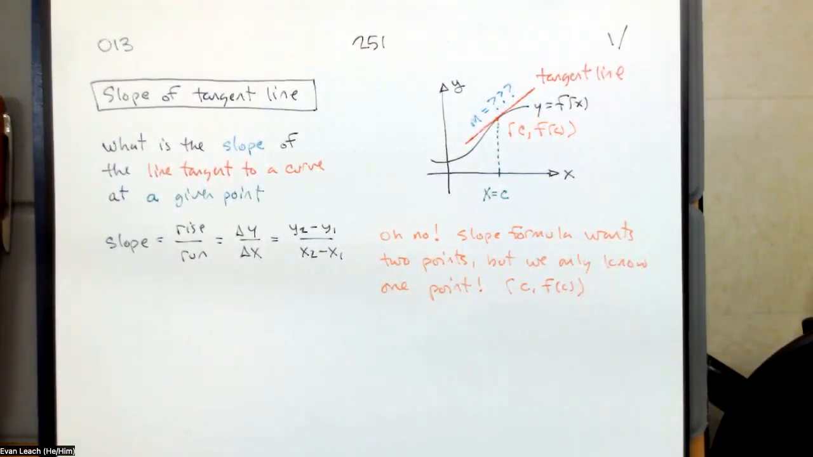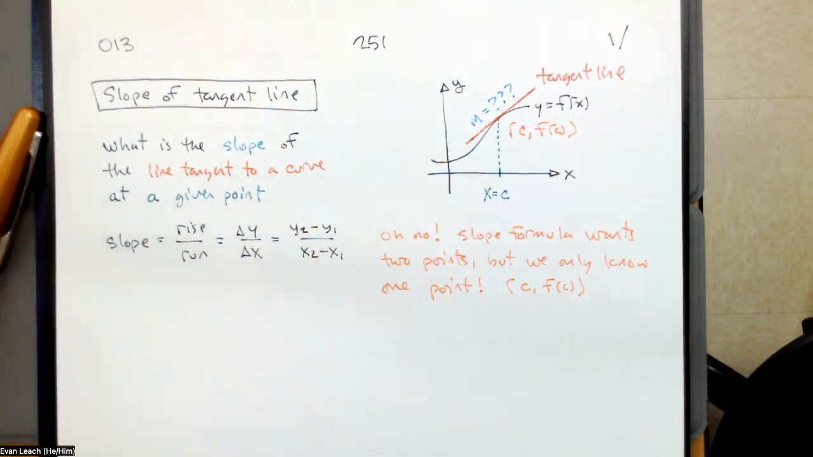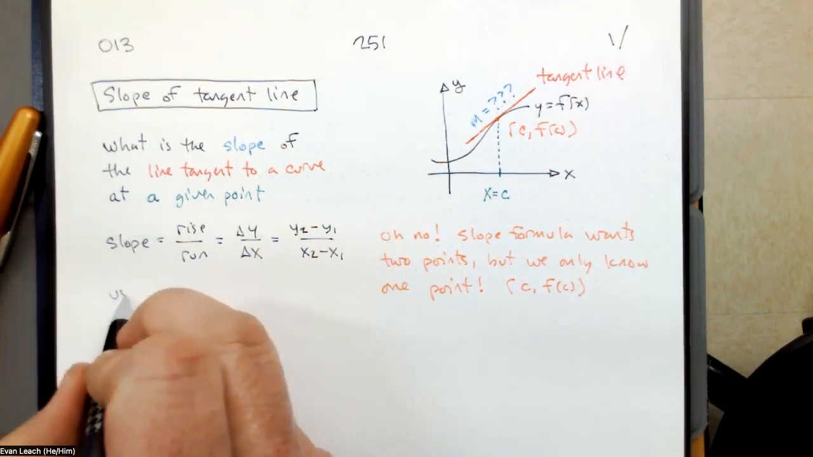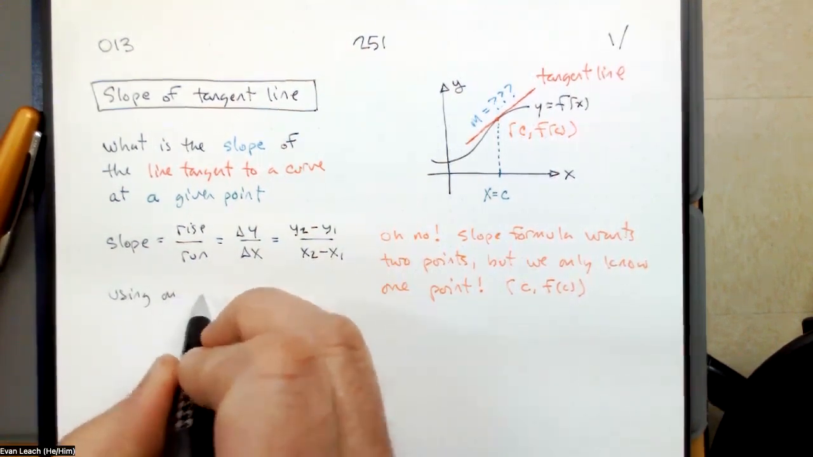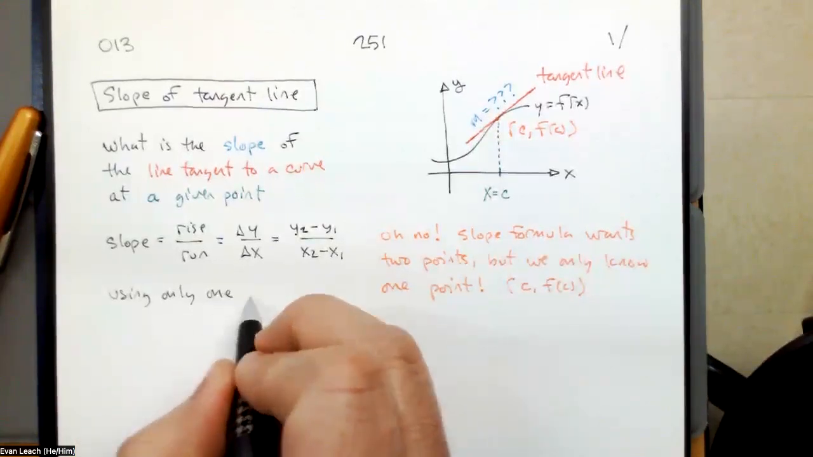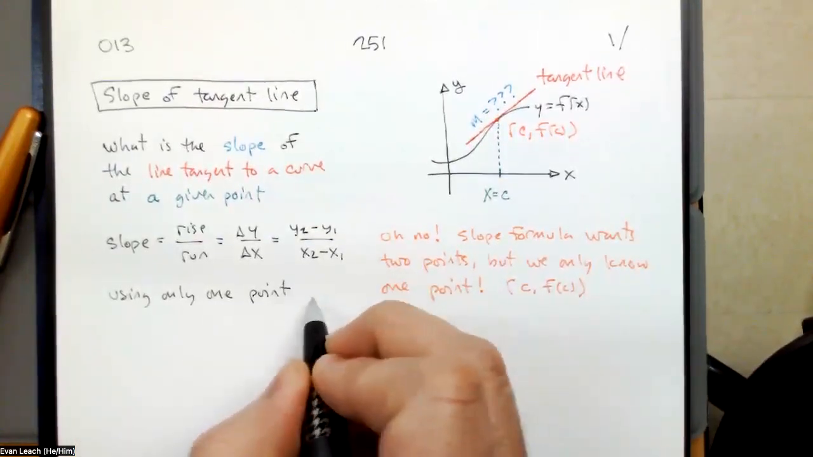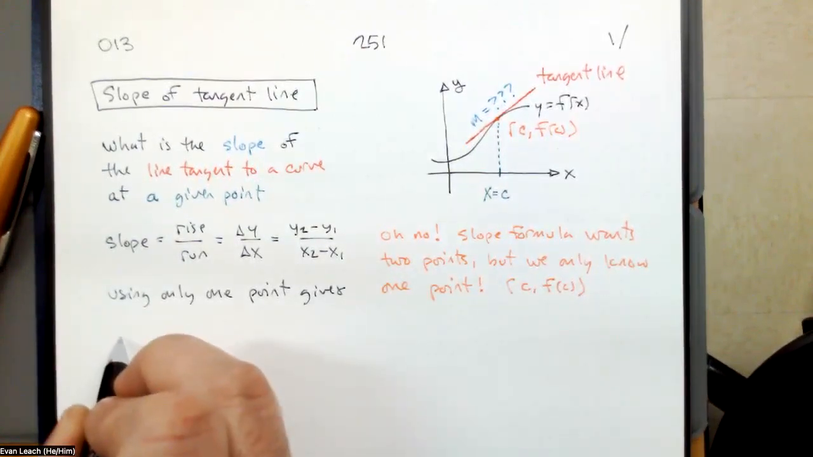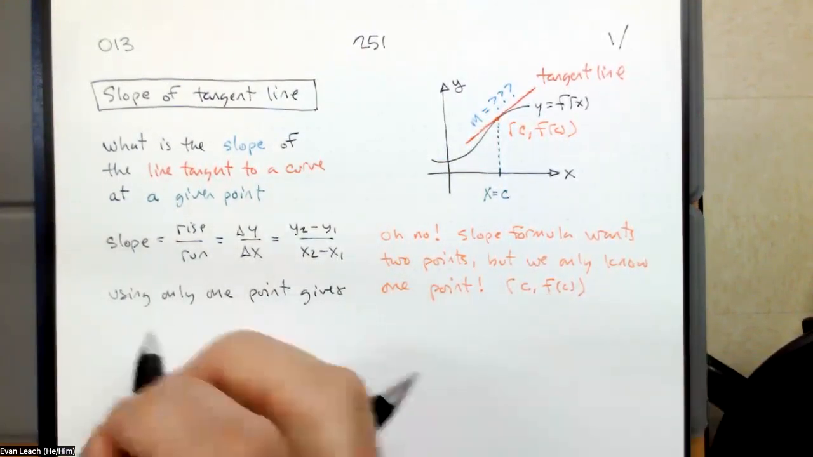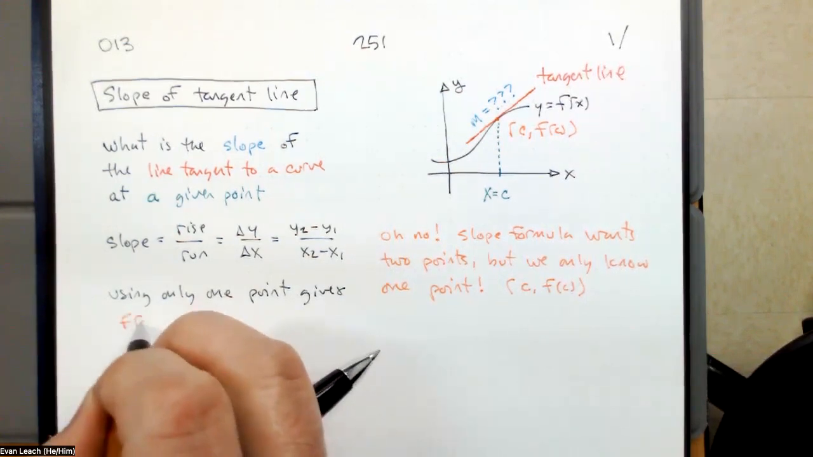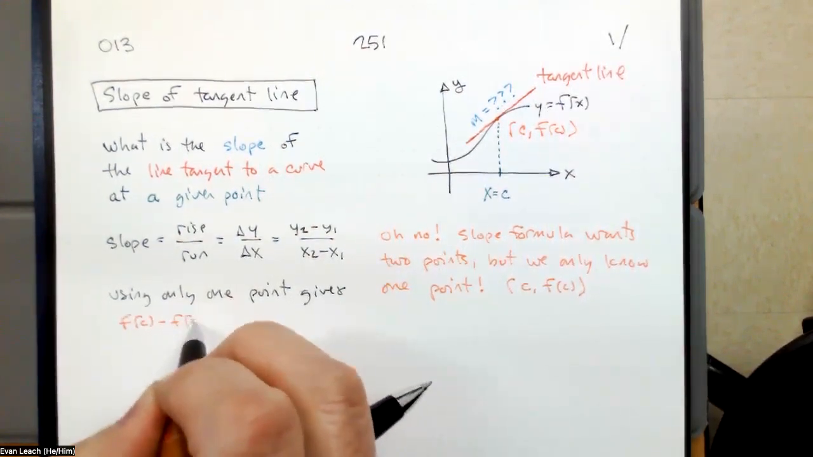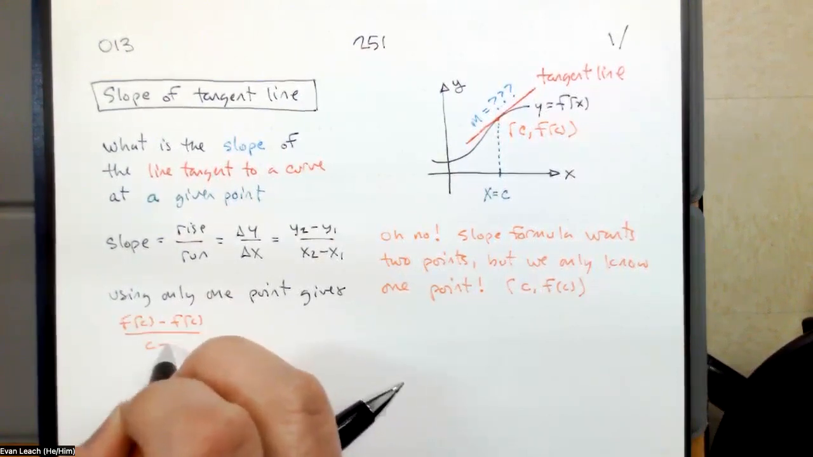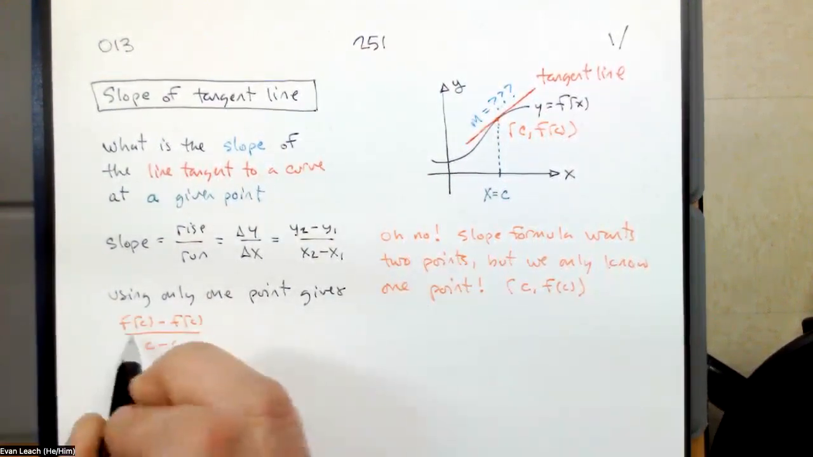If we try to plug 1 point into the slope formula, we get 0 over 0, which is indeterminate. I have f of c minus f of c over c minus c, which is equal to 0 over 0.